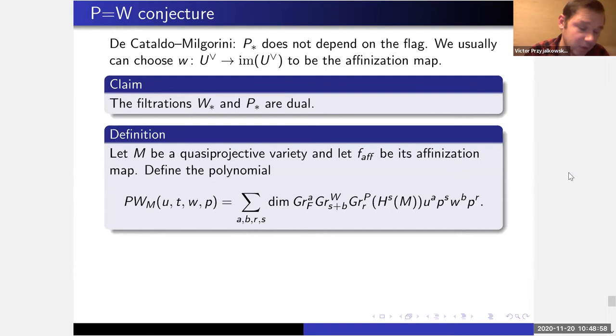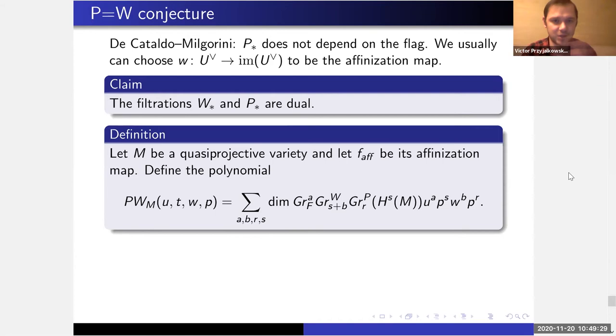Of course, what I'm saying seems very dependent on the construction of the flag and so on. But in fact, everything is independent because of results of de Cataldo, Migliorini and others. It doesn't depend on the flag. We can choose even a non-linear flag or a flag of subvarieties. This filtration is equivalent to the perverse Leray filtration, which is intrinsic.